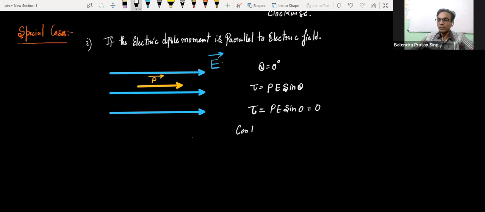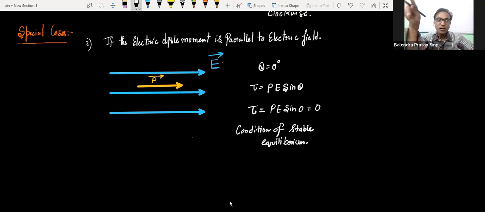This is what we call the condition of stable equilibrium. Okay, what is this stable equilibrium? First let me discuss what is unstable equilibrium, then I will discuss both. Is it clear that when the electric dipole is parallel to the external electric field, it will experience no torque, meaning in this case torque will be zero? But there is another case in which torque is also zero. Then what is the difference between these two cases? What is the other case in which the torque is zero?